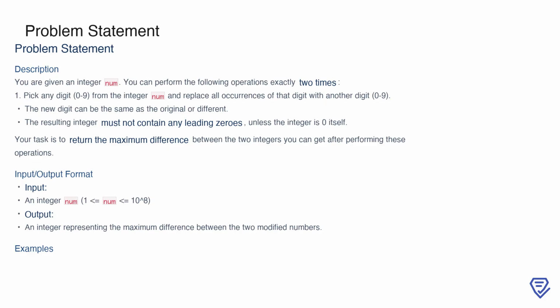The input to this problem is a single integer number, which lies between 1 and 10 to the power of 8. The output will be an integer representing the largest possible difference between the two numbers created after performing the operations. Let's explore some examples to better understand the problem.